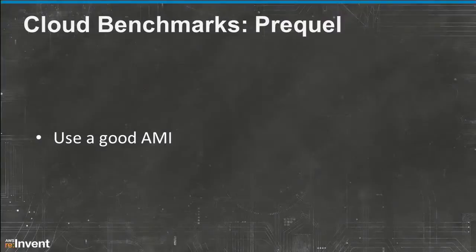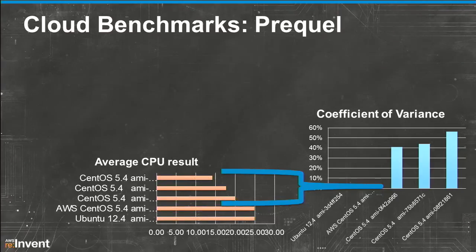Last point before we get into actual measurement, I promise, use a good AMI. That may sound like a strange recommendation. What do you mean good AMI versus bad AMI? Well, to illustrate this, I ran some experiments on the exact same instance type using the exact same binaries, using all of these AMIs. Except for one, they were CentOS 5.4, the same distribution, and I got dramatically different results. It turns out that the differences were primarily because the kernel in the first 3 AMIs was an old kernel. It was a Fedora kernel from 2007. And that particular kernel does not handle multiprocessors well.